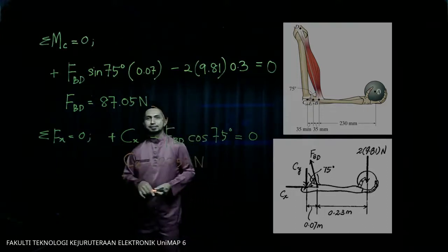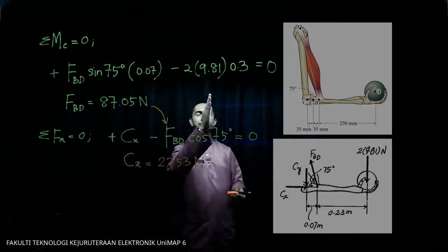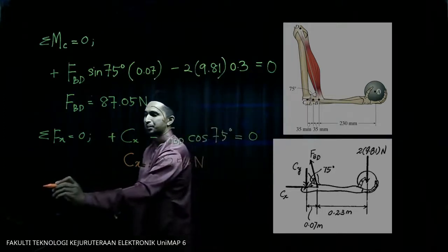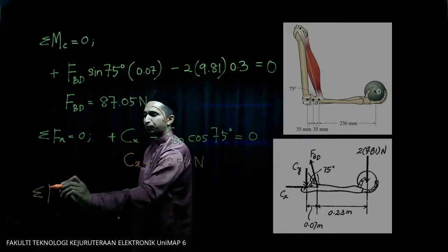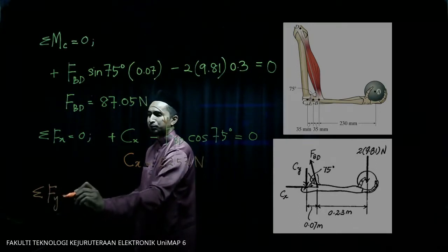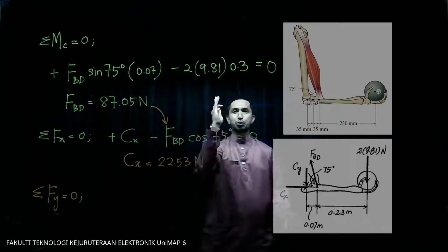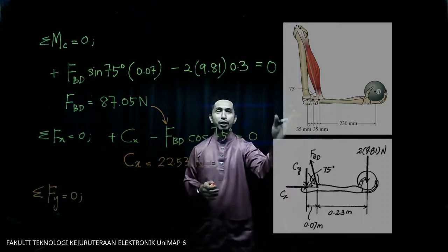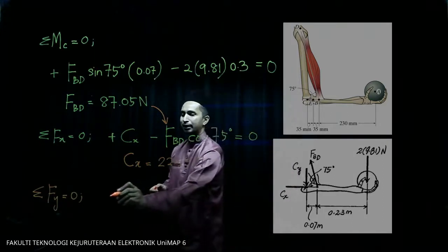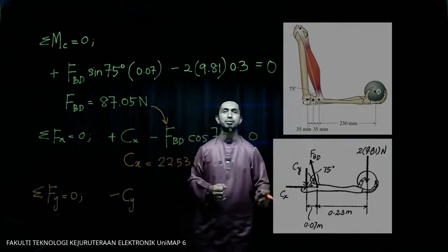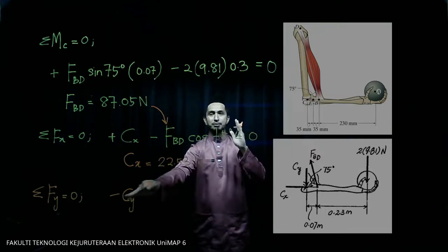Okay, the last one. You want to find CY. CY in Y direction. So summation of Fy equal to 0. Okay, you have CY. Now I assume CY going down, so minus CY. If you assume CY going up, then plus.